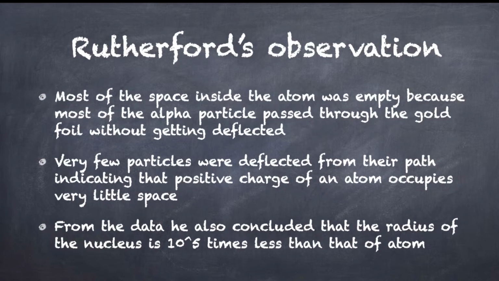Just imagine the pulp of a watermelon. This was J.J. Thomson's model. But Rutherford said the positive charge inside the atom was not like the pulp but was present only in the center. And from the data, he also concluded that the radius of the nucleus is 10 to the power of 5 times less than that of an atom. Here, let's move on.